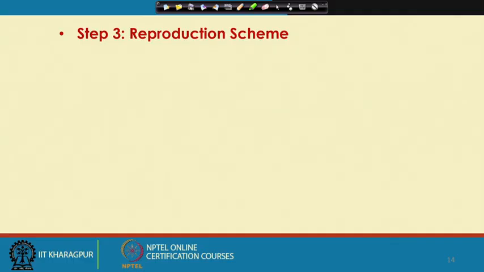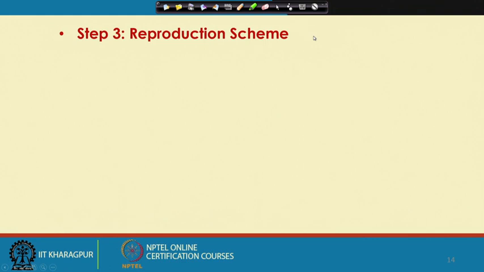We have got the fitness information for the whole population of solutions selected at random initially. Now, as I told, there is no guarantee that all the solutions will be equally good. So, what we do is use one operator called the reproduction scheme, just to select the good solutions which will form the mating pool. Now, in step 3, I am going to discuss the reproduction schemes.